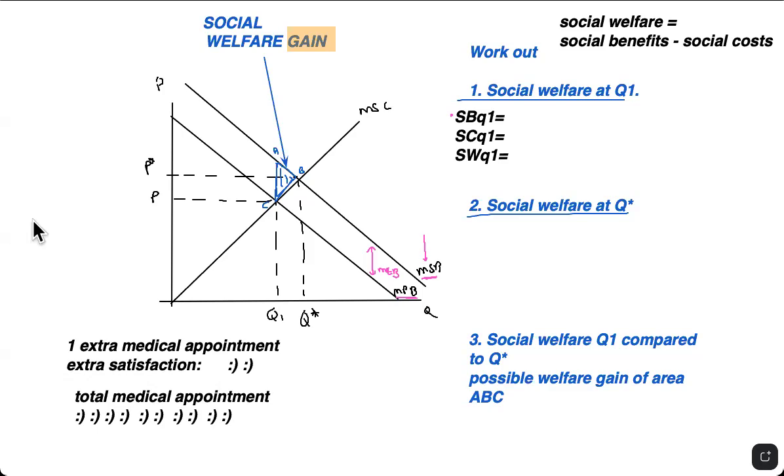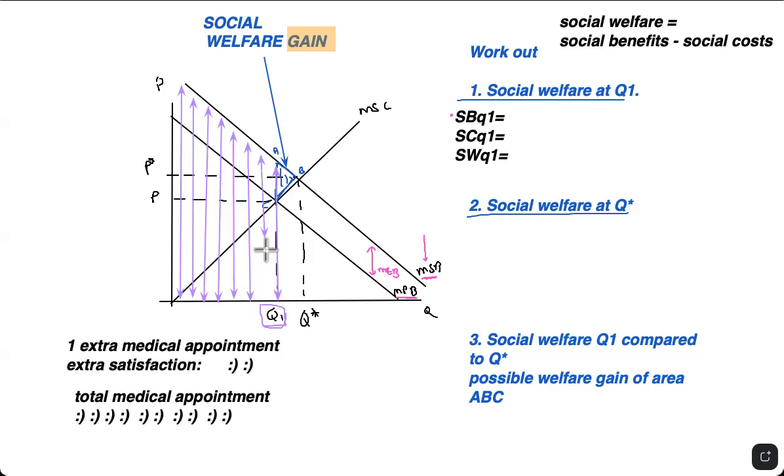It's not simple, but okay, so essentially at Q1, let's just say that we are at Q1 here. I know that the benefit of this extra medical appointment was just that much. This is my marginal social benefit. That's the benefit to society for that medical appointment. But I've had all of the previous medical appointments as well. So my total social benefit to society is all of this area here. It's this massive kind of area.